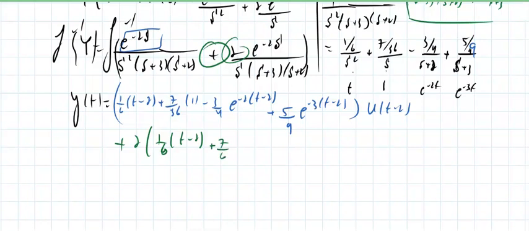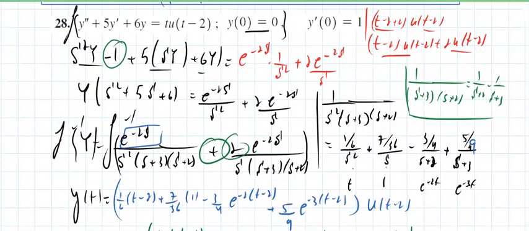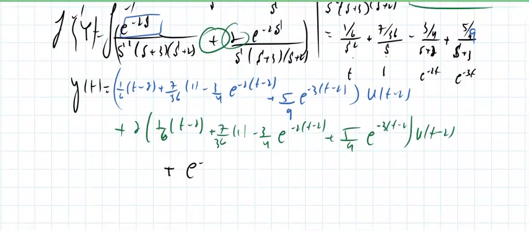Plus 7 over 36 times 1, minus 3 over 4 e to negative 2 into t minus 2. All those are the same. I should have combined them. Plus 5 over 9 e to the negative 3 into t minus 2, and that's multiplied by u of t minus 2, plus, when I move the 1 over, it becomes a plus 1, and there it is, e to the negative 2t plus e to the negative 3t.